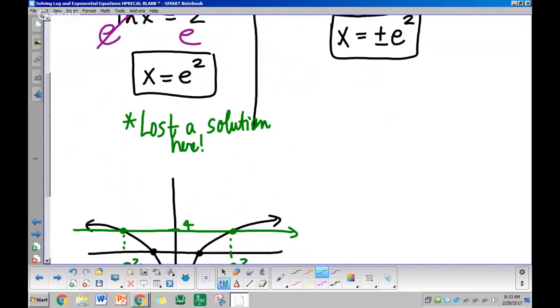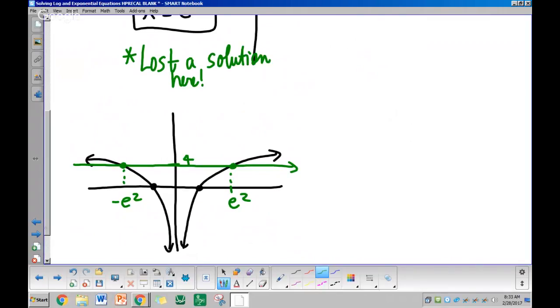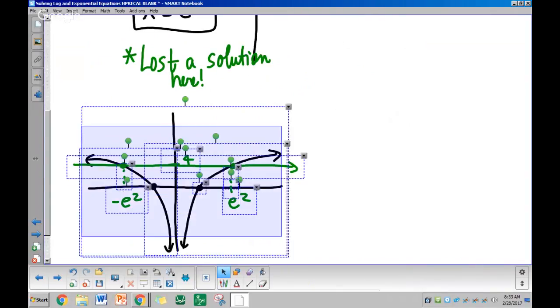So yes, you should absolutely exponentiate first. This one, we lost the solution, but this one is graphically doing this, which is what we wanted to do.